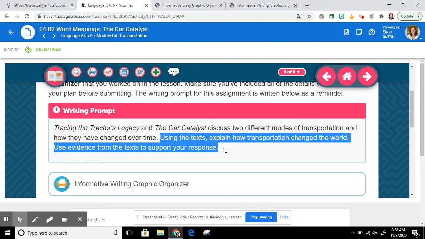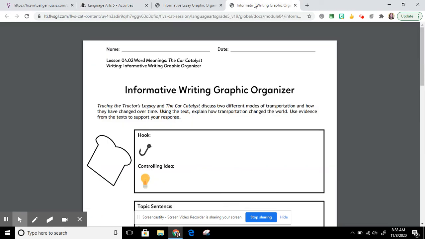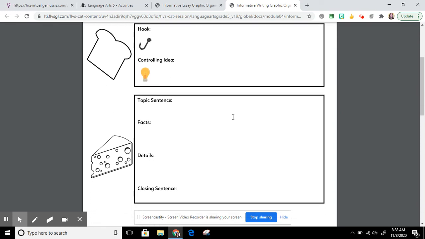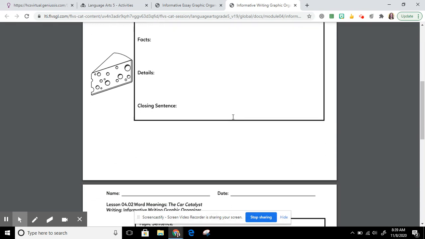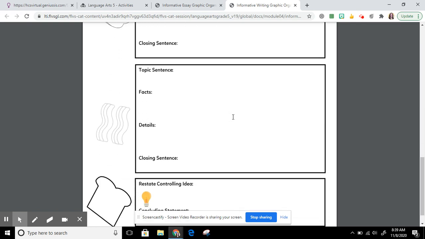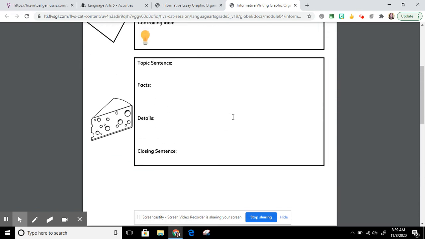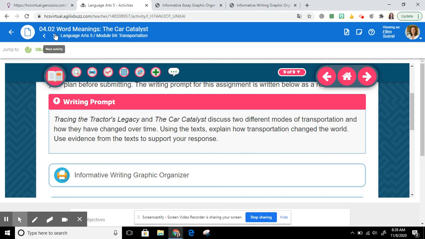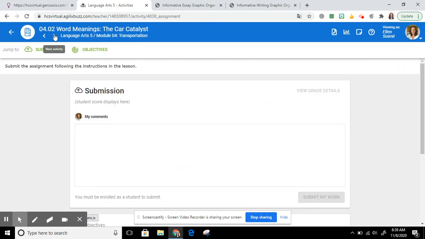So some things I'm going to be looking for as you do this graphic organizer is your hook and your controlling ideas. But then as you get into your topic sentences and your body paragraphs with your facts and your details, I'm going to be looking for you using evidence from both the texts to complete this graphic organizer. Okay, so just keep that in mind. Once your graphic organizer is completed, you're going to go to the next activity tab, and then you'll submit your graphic organizer, both pages. On this page, you'll have a blue plus button here. You're going to click that and attach your work.